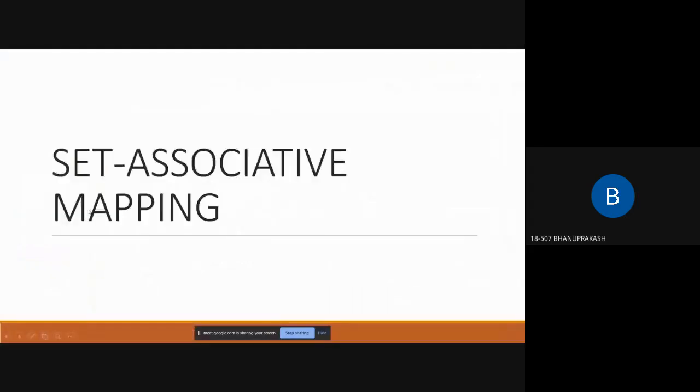Hello everyone. Today I'm going to explain set associative mapping. In cache memory, there are three types of mapping techniques. First one is direct mapping. Second one is fully associative mapping. Third one is set associative or K-way set associative mapping.